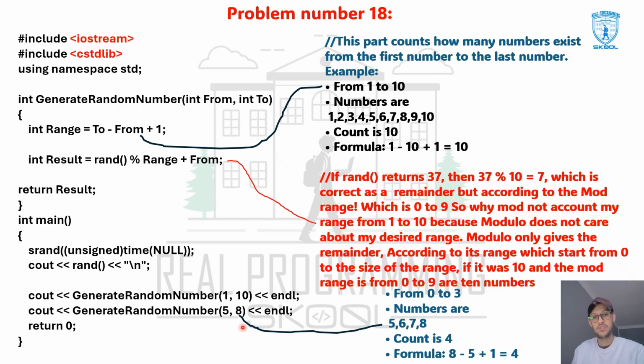How many numbers do we have in the second range? Between 5 and 8: 5, 6, 7, 8. So we have 4 numbers, from 0 to 3. I will explain to you why from 0 to 3, not from 5 to 8. The numbers are 5, 6, 7, 8.